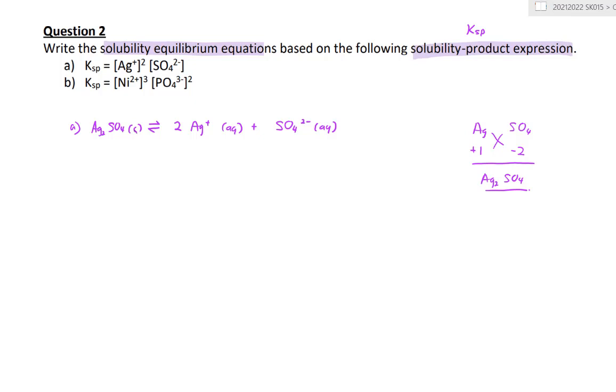For B, the Ksp expression gives you 3 ions of Ni2 plus. As the power is 3, therefore the coefficient will be 3. And then there are 2 phosphate ions, which means there are 2 molecules in your equation, so 2 PO4 3 minus aqueous. Alright, and then predicting your formula, Ni has a positive 2 charge, and the phosphate has a negative 3 charge. So cross multiply over here to give you Ni3, and then PO4, there are 2, so PO4 in brackets with a 2. So this will be the formula for our nickel phosphate salt, Ni3(PO4)2, and don't forget about the phase, solid.